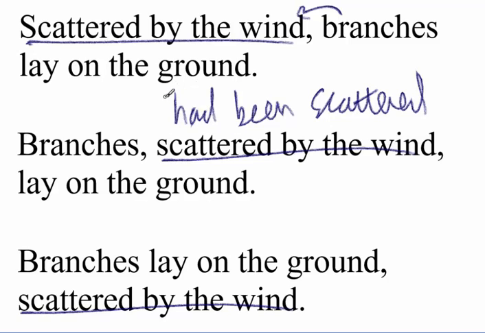But here's the important part. We don't use the had been in the actual phrase. So we don't say has been scattered by the wind. We just say scattered by the wind. So the had been is just a little test for you to see what the verb form is, but you don't use it in the final reckoning.